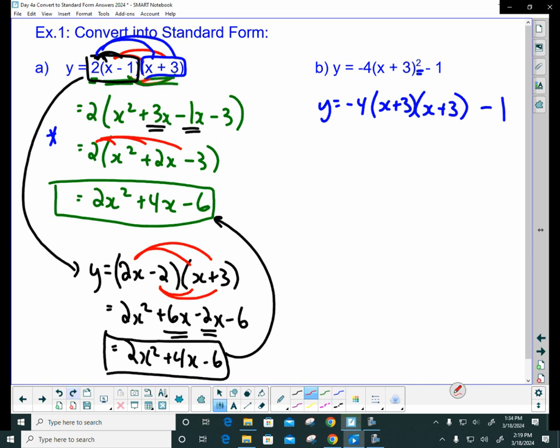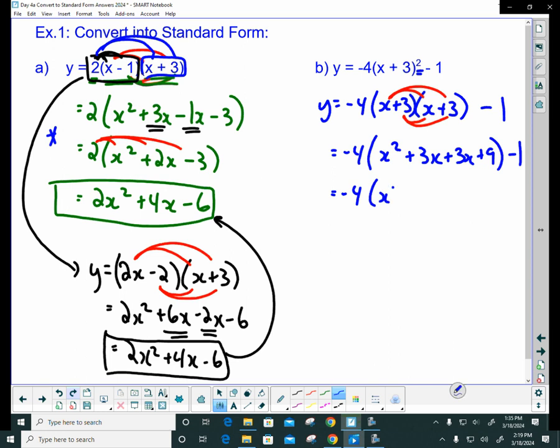So I like to rainbow the middle parts first, the x plus 3 times the x plus 3. So I'll leave the negative 4 alone. X times x is x squared, plus x times 3 is 3x. And then I've got a 3 times x and a 3 times 3. So that'll be 3x, and then 3 times 3 is 9. And then don't forget that minus 1 hanging at the end. Inside the brackets, I have a 3x and a 3x. So I can collect like terms in there and get x squared plus 6x plus 9 minus 1.